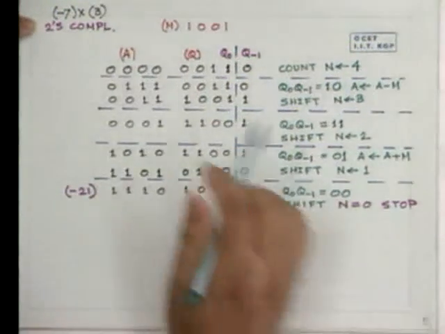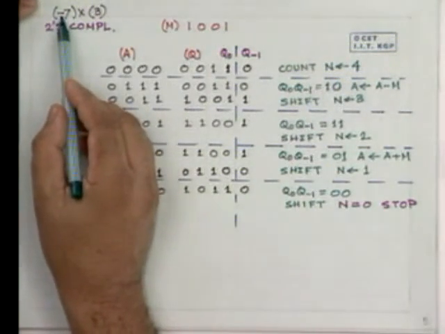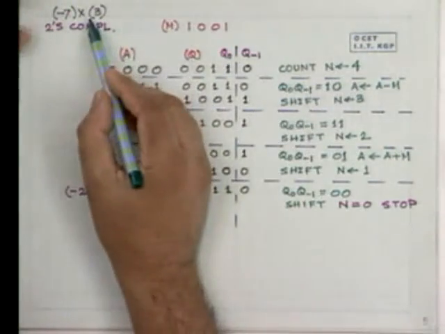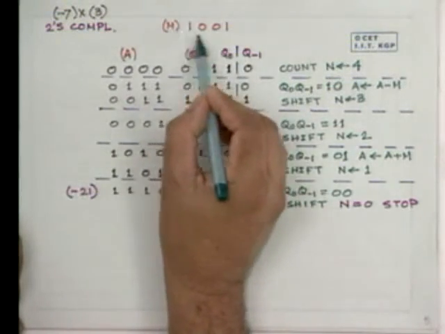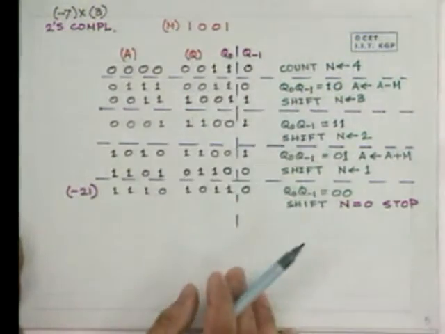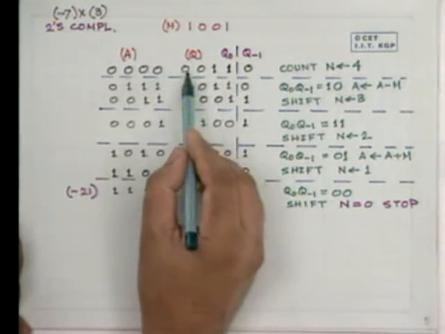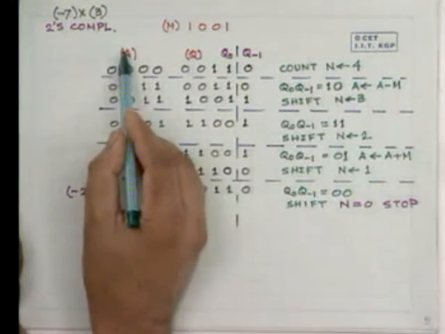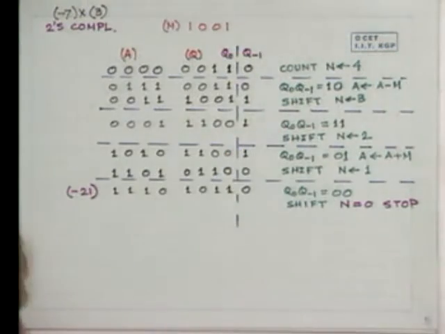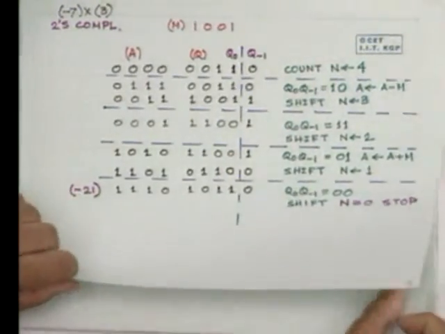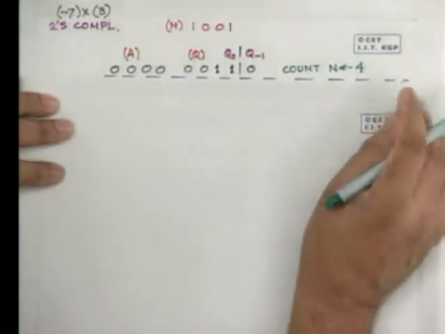Let us say that we are talking about 4 bits. We are trying to multiply -7 with 3. The M register has been loaded with -7, which is the value 1001 in 2's complement form. Then the Q register is loaded with 0011, and the A register is cleared out. Q minus 1 has been initialized to 0. Let us go step by step. This part is our initialization.